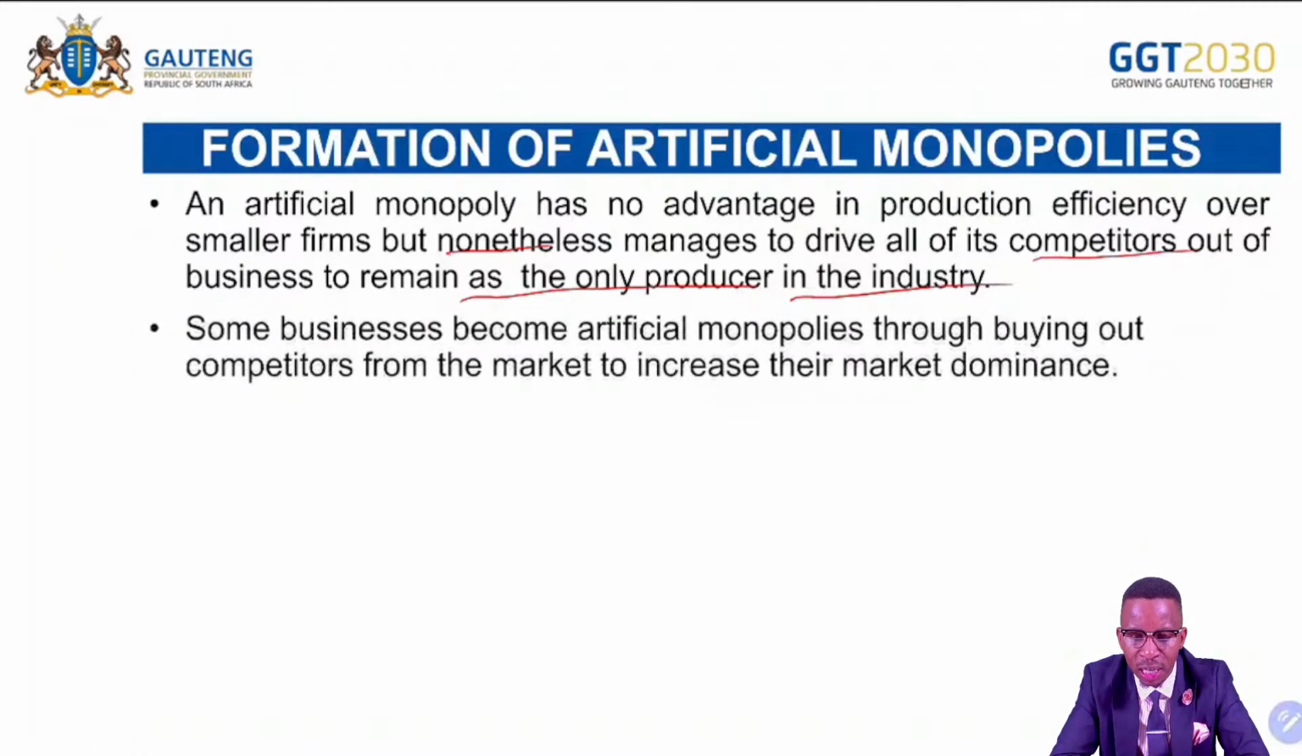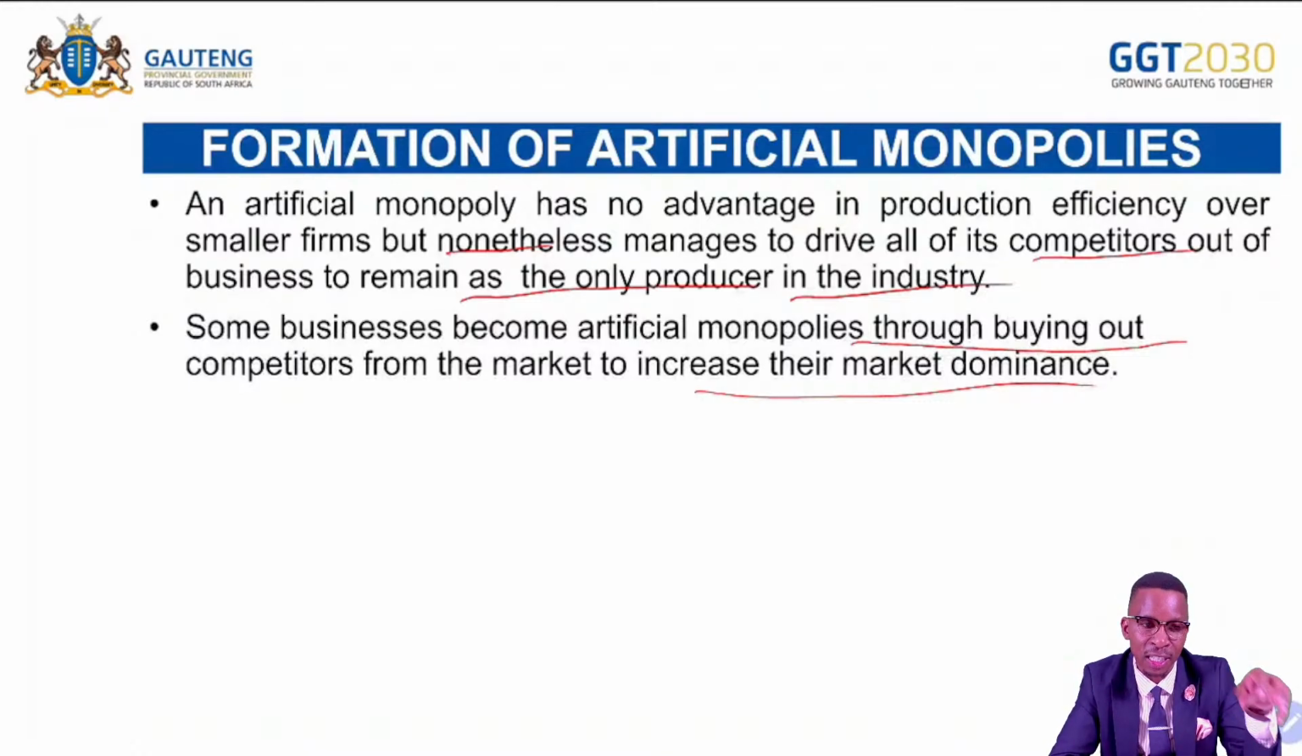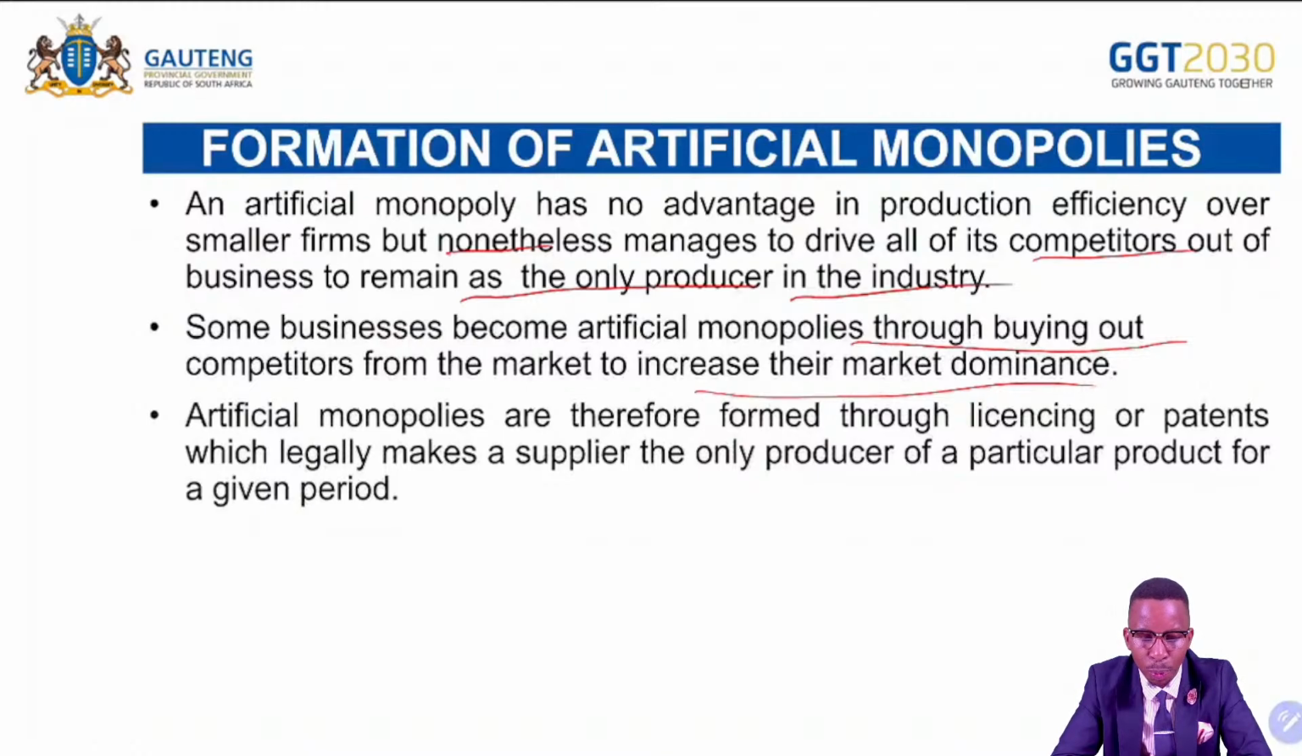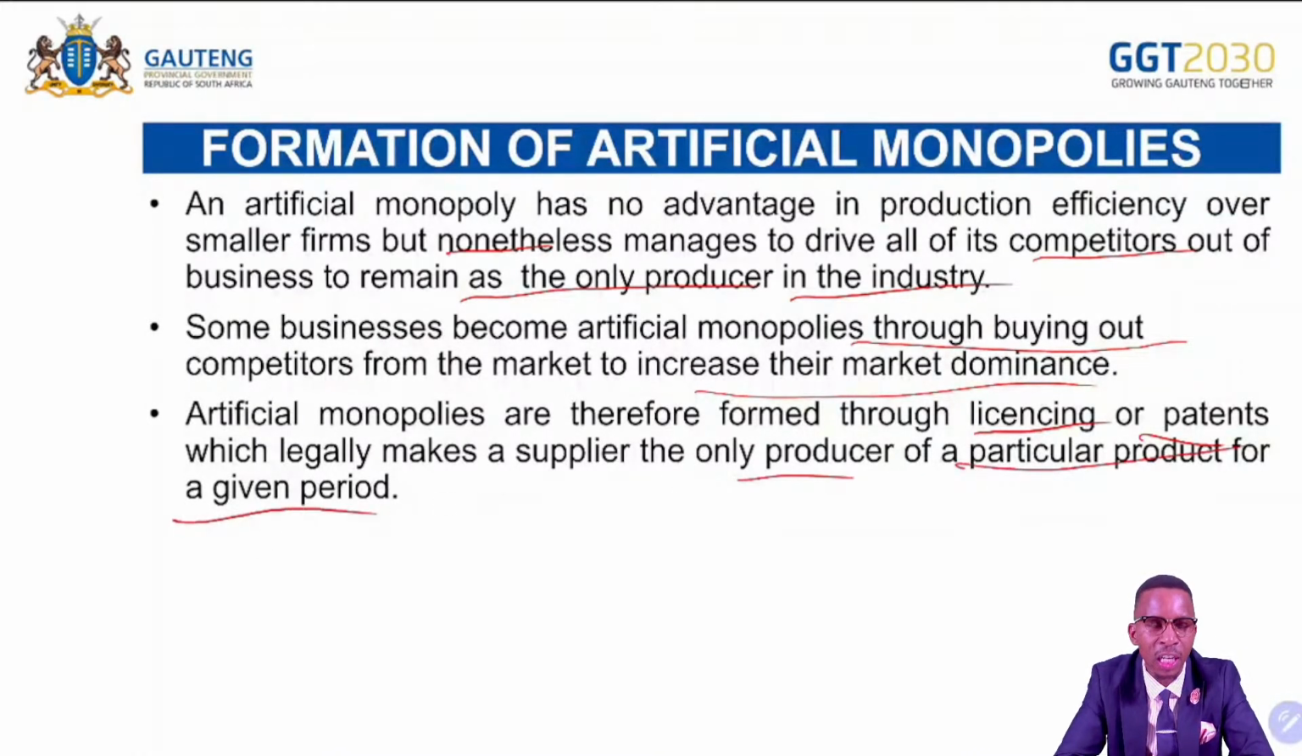Some businesses become artificial monopolies through buying out competitors from the market to increase their market dominance. If ever a firm is entering the market, it will be bought out by the competitor, so that the existing firm remains the only supplier of the product. Artificial monopolies are therefore formed through licensing or patents, which legally makes a supplier the only producer of a particular product for the given period of time. So licenses or patents are the ones that mainly form artificial monopolies.